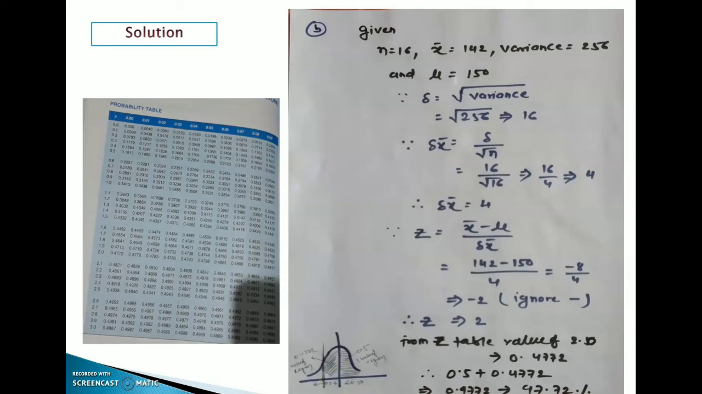So we will calculate by adding 0.5 to 0.4772, that is, we get the value 0.9772. That means 97.72% is the correct answer.